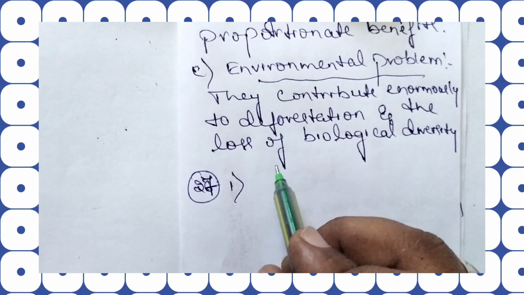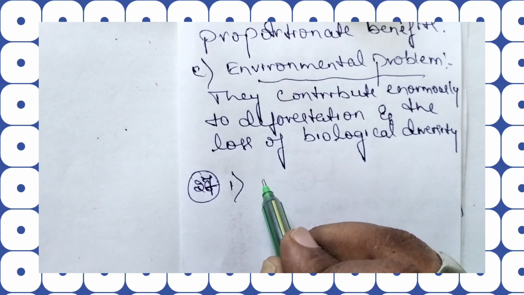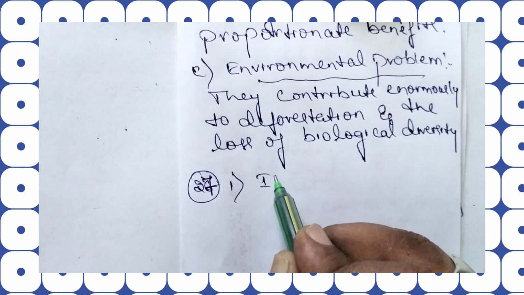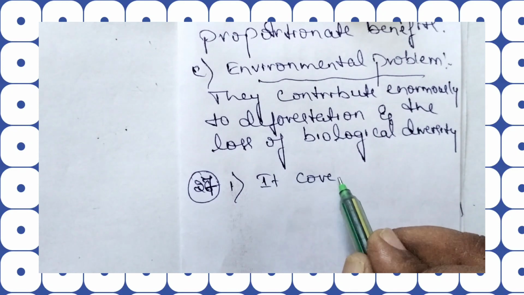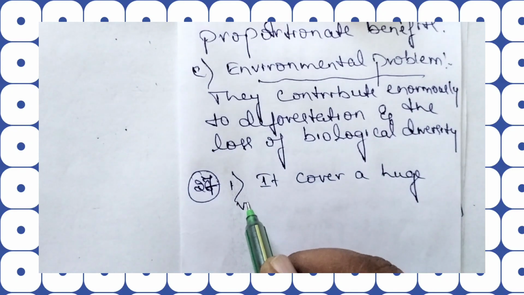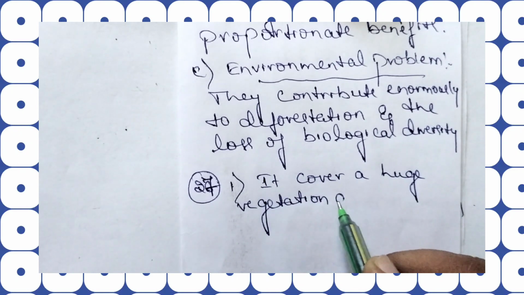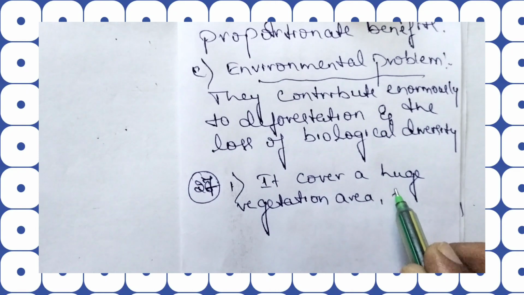The first point is the construction of hydropower plant. By constructing a hydropower plant, it covers a huge vegetation area, forest area.